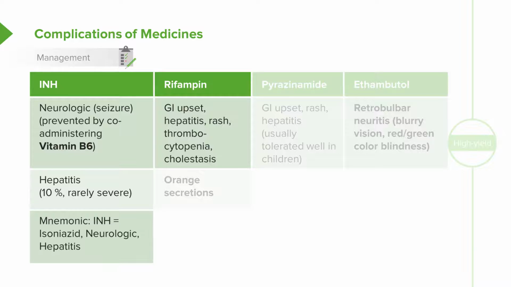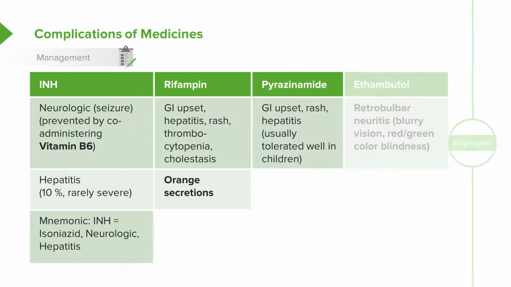Okay, rifampin. Rifampin causes GI upset, hepatitis, rash, thrombocytopenia, and cholestasis. The thing to remember about rifampin, though, is you look like an orange Gatorade commercial. You remember those commercials where they have orange coming out of their eyes and their sweat? These patients will have orange everything. Their pee will be orange, their sweat will be orange, it'll get on their clothes, their tears will be orange. You should definitely warn them about this side effect.